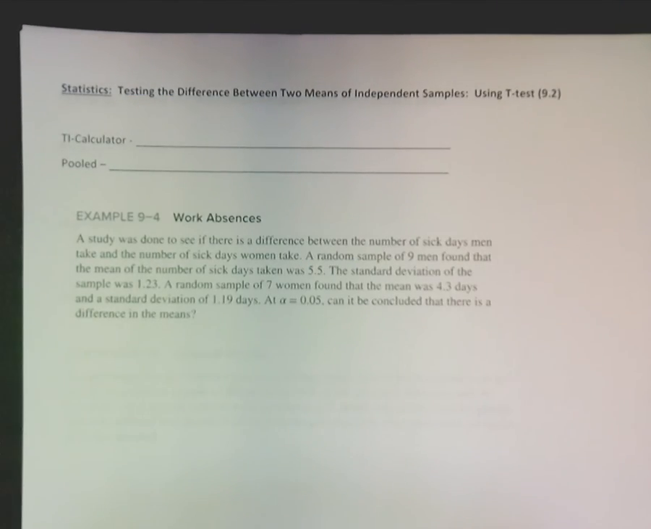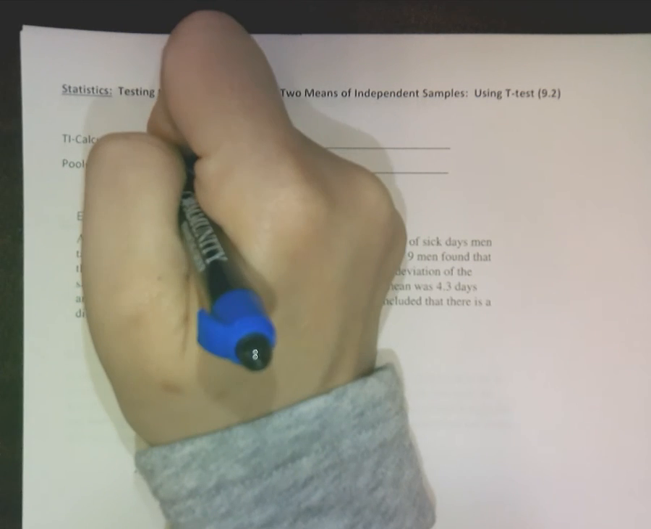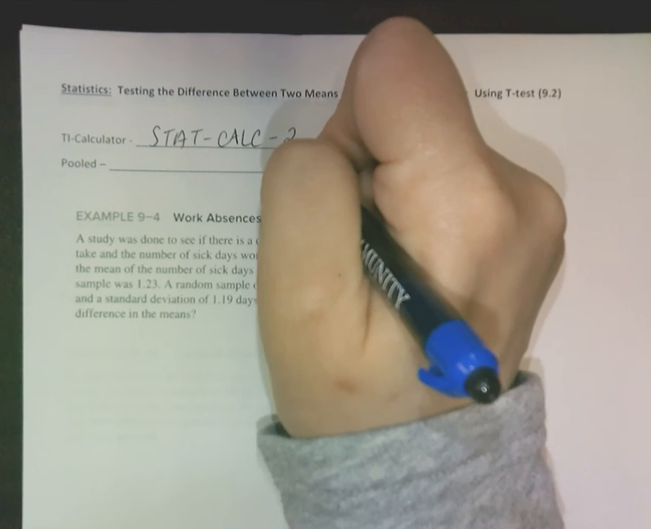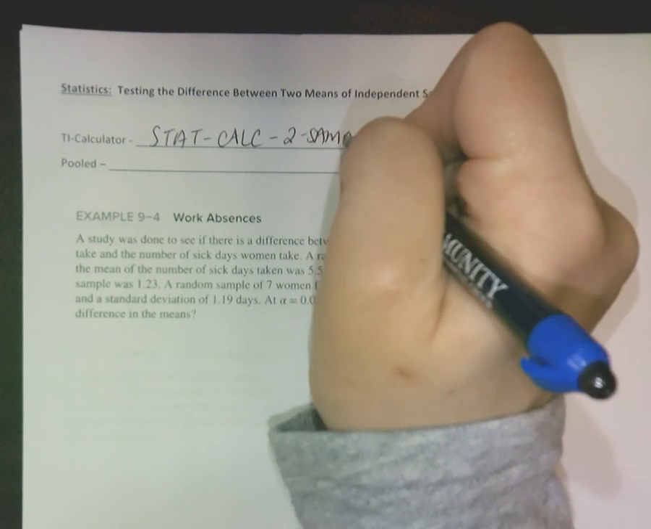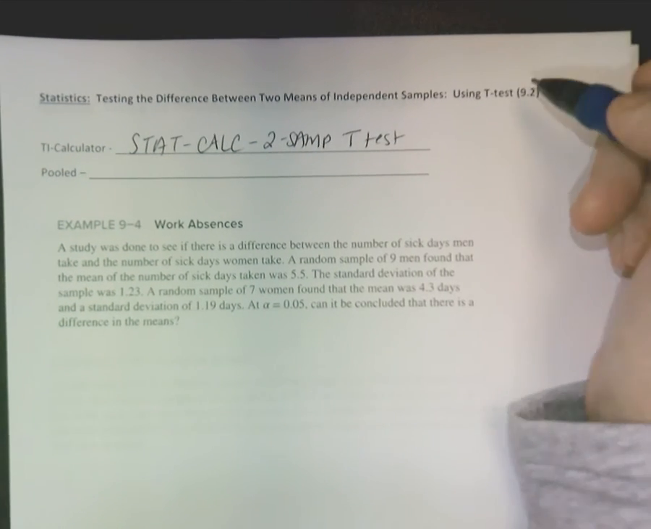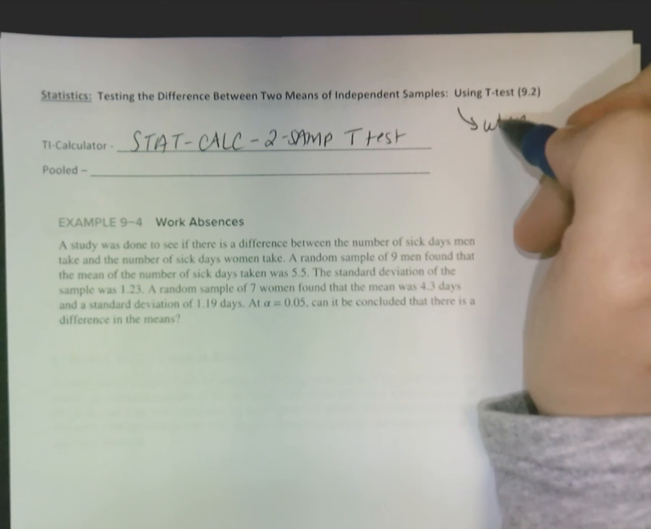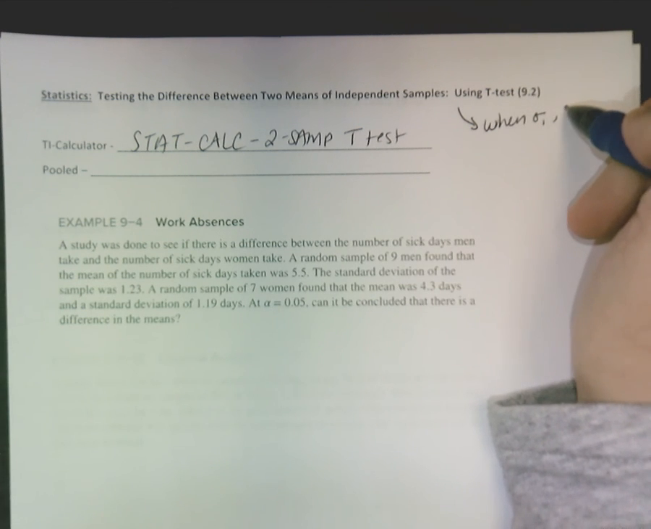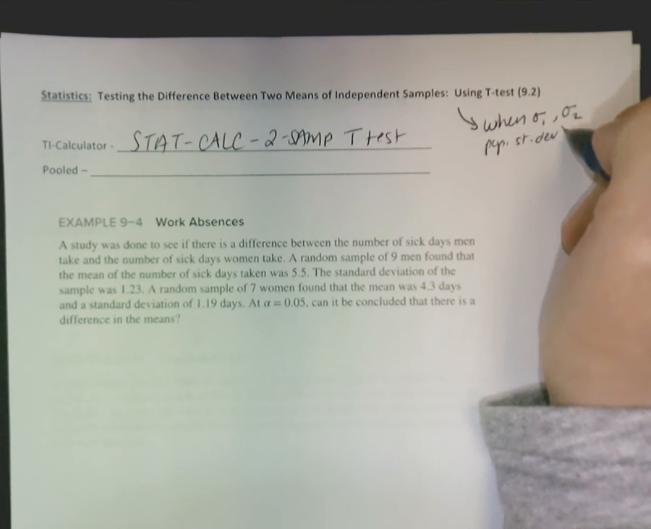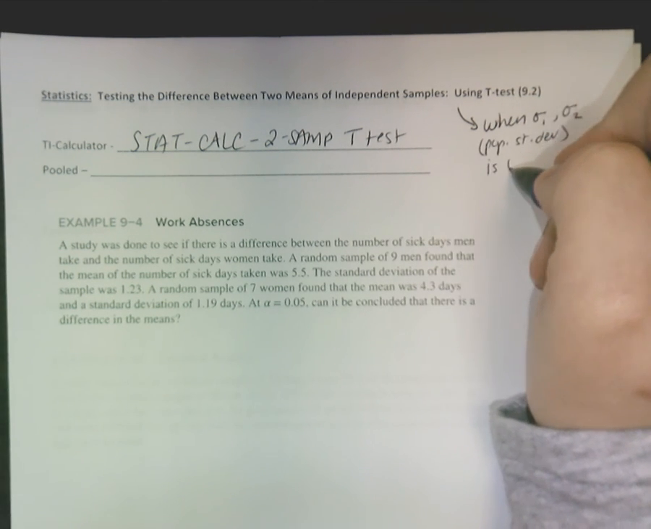So you should have already printed this out. This is testing the difference between two means of independent samples using a t-test. In your calculator, you are obviously going to go to Stat, Calc, to Sample t-test. So when we don't know, and again, that's when we don't know the standard deviations, the population standard deviations for those two groups are unknown.